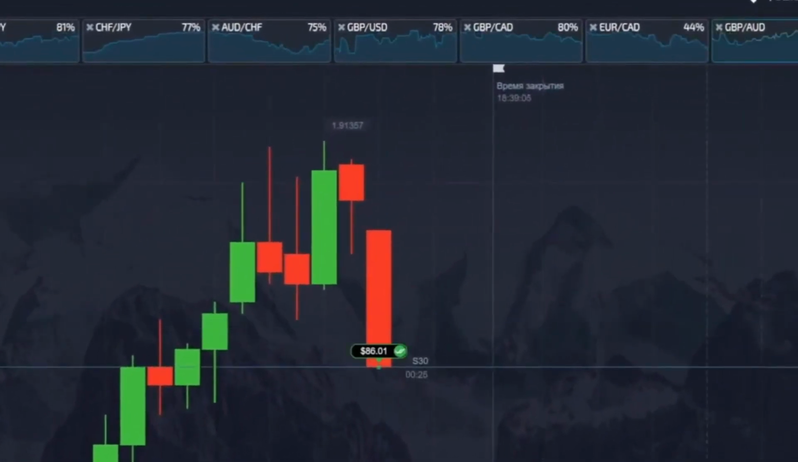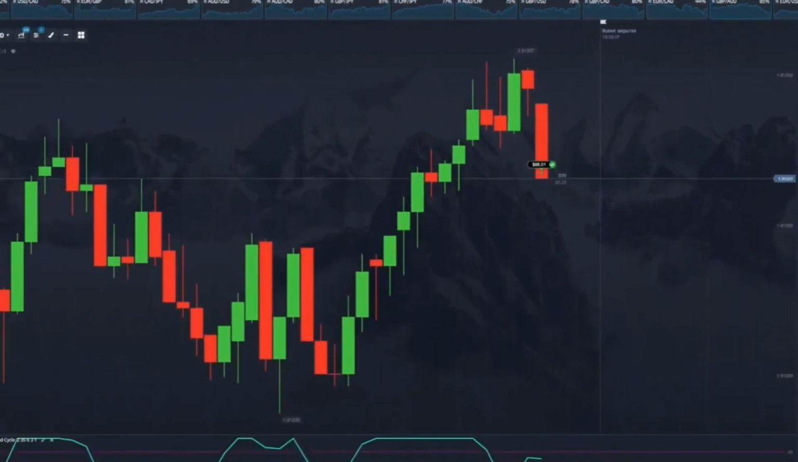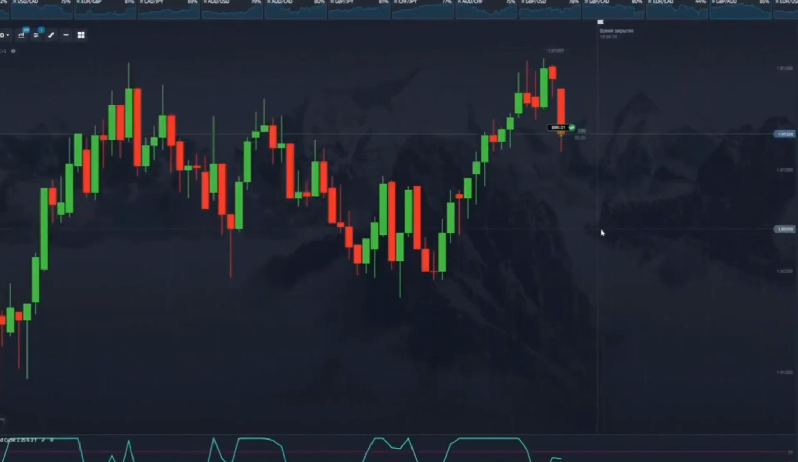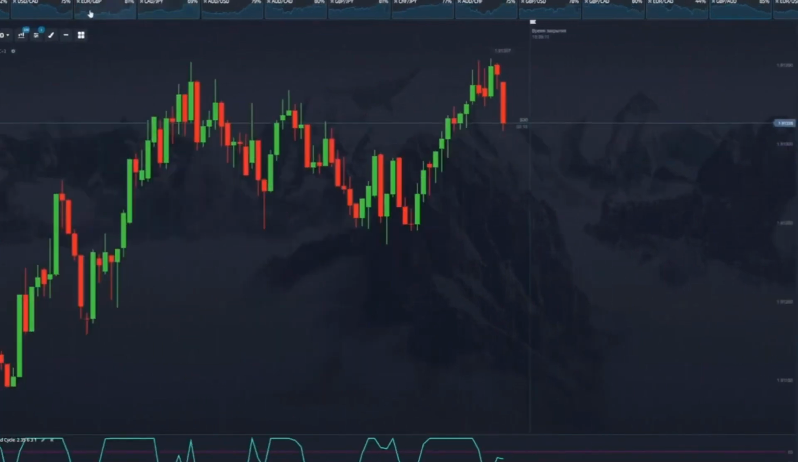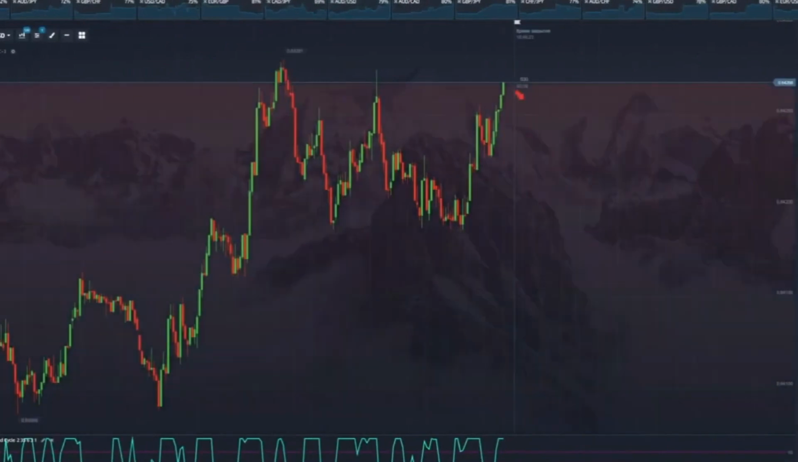The trade closes and I make a profit of $39.52. My balance is now $86.01. My next entry will be on the AUD-USD pair. There are only a few seconds left before the candle closes, and I invest $86.01 in the trade.